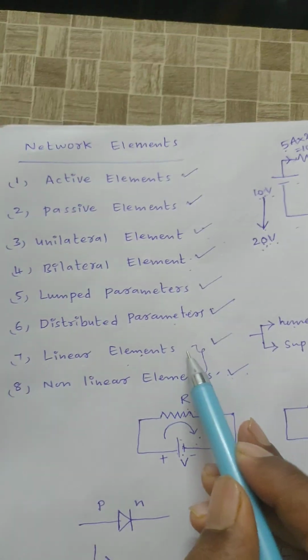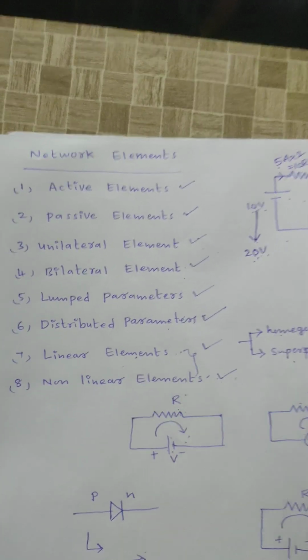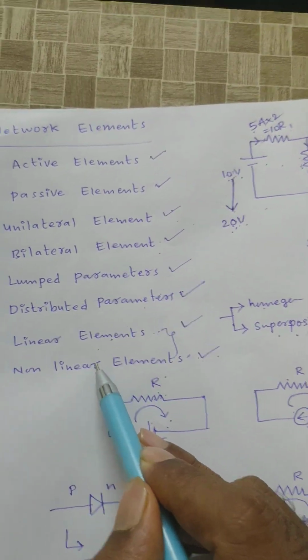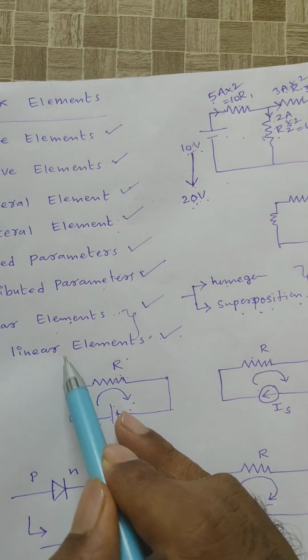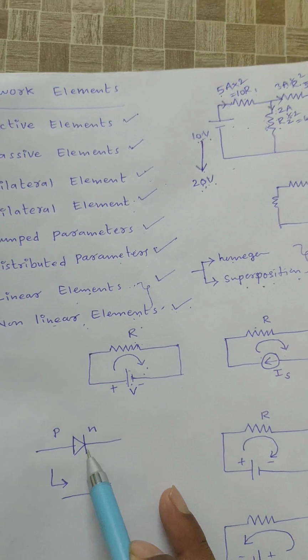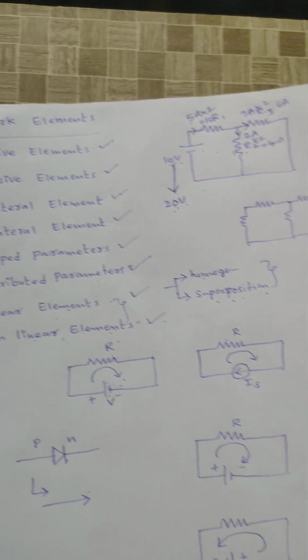Okay, next, linear circuit. A linear circuit is a circuit which has only linear elements. A non-linear circuit is a circuit which has non-linear elements; for example, a non-linear circuit has diodes, transistors, etc. Okay, that is about network elements.